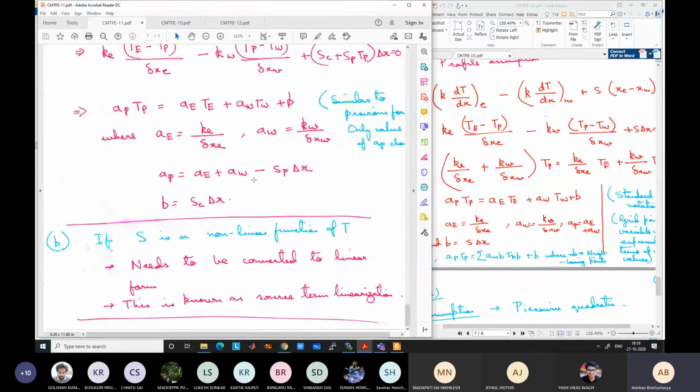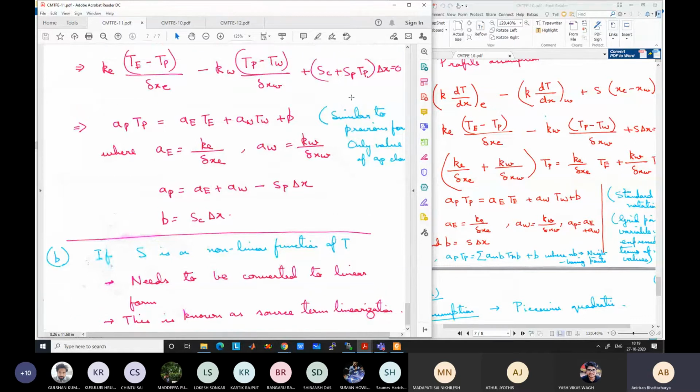Now if S is a non-linear function of T, what can be done? If we just put this as a non-linear term, say SP into TP cube or TP square, then we will have an additional term. Or if you make that coefficient a function of T, then within the coefficient also another TP or temperature will be present, meaning one non-linearity will be present in the coefficient, which will be difficult to tackle if it is the current iteration value.